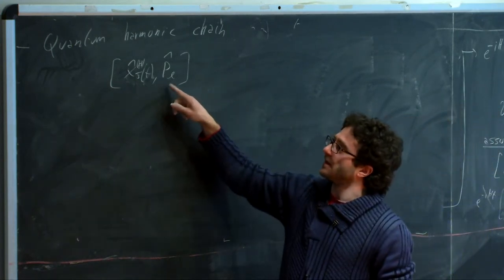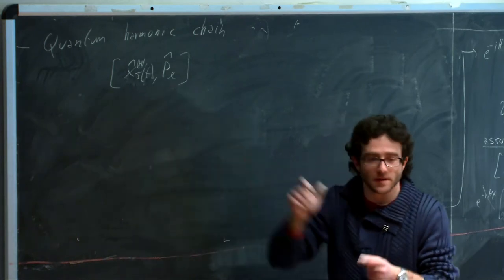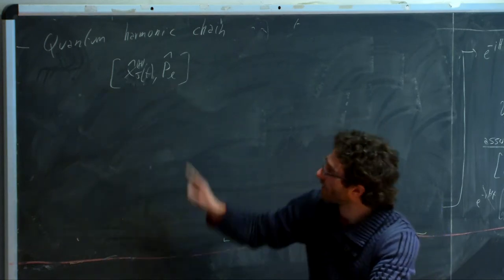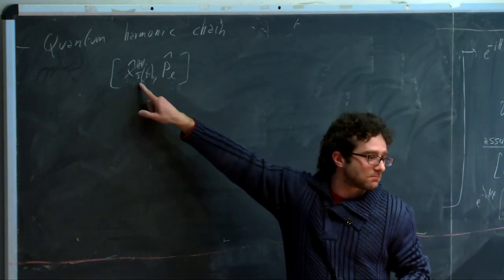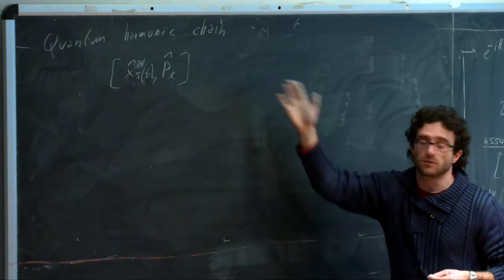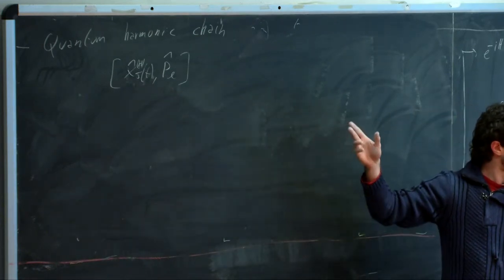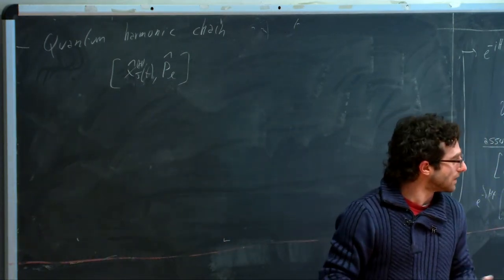So what does it mean here? If these two commute, it means that if I measure the momentum of the l-th ion, and then after time t I measure the position of the jth atom, I'm not affected by the first measurement, if this is equal to zero. So let's just compute it and see what we find.